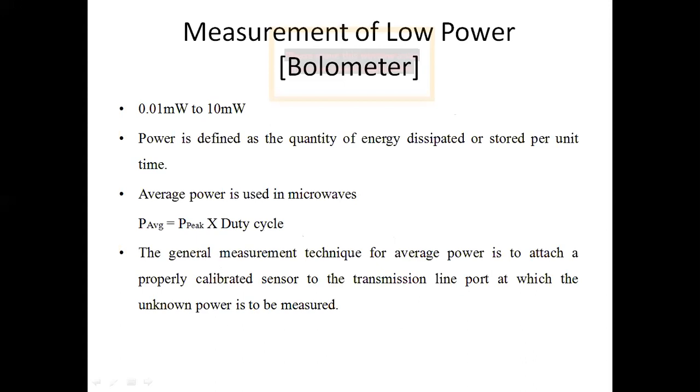So in power meter, as I said earlier, we are measuring the average power. The average power is the quantity of energy dissipated or stored per unit time. The average power is measured using the formula, peak power multiplied by the duty cycle. How we are considering the low power, medium power, and high power: 0.01 milliwatts to 10 milliwatts is considered as low power. We are dealing only with microwave power, not the other powers.